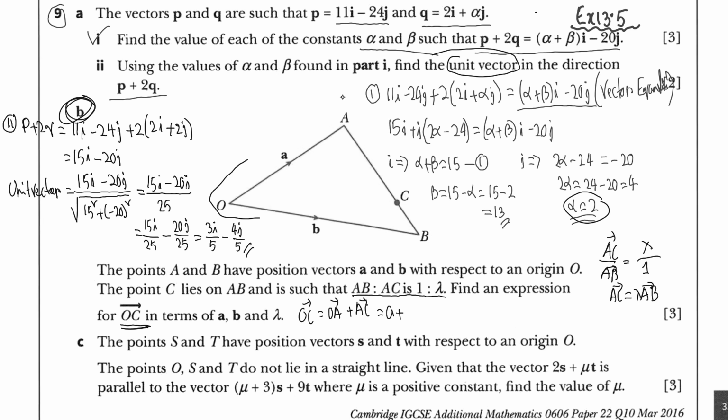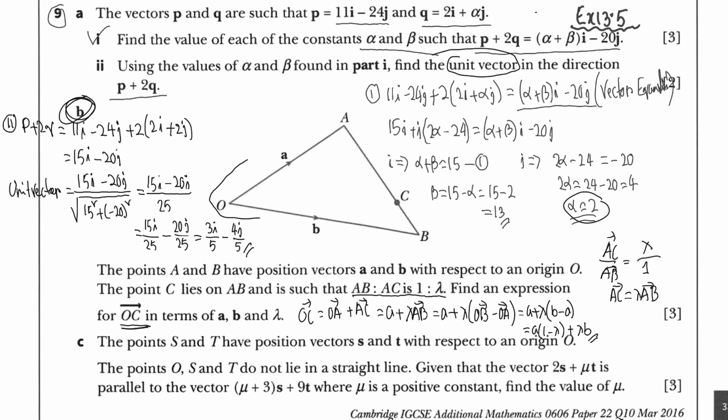Let me use this information here. AC equals lambda of AB. Then our AB is OB minus OA. So it is A plus lambda times (B minus A). Now finally you can write it by taking A common, which is (1 minus lambda) A, then plus lambda B. And this is our answer in terms of A, B and lambda for question B, OC. That is our answer.